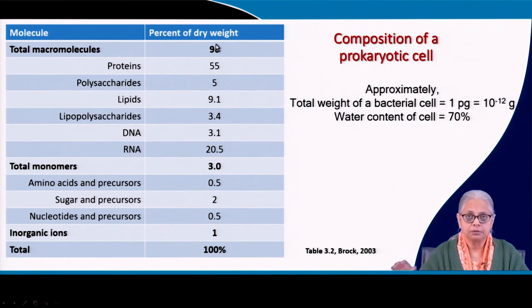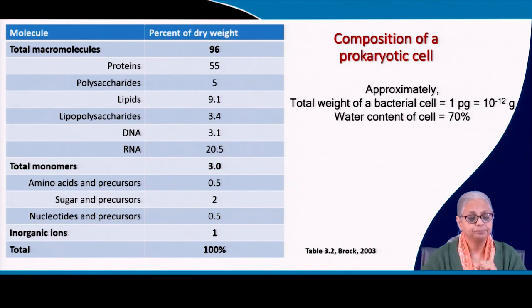And there are two things to keep in mind over here. One is the total weight. So when I say total weight, that includes the weight of the organic compounds, including water. So the total weight of a bacterial cell, as a simple approximation, we generally say it's 1 picogram, and 1 picogram is 10 to the power minus 12 grams. We also know that by and large, the water content of a cell minimum is 70%. It can go up to 80 or 90%.